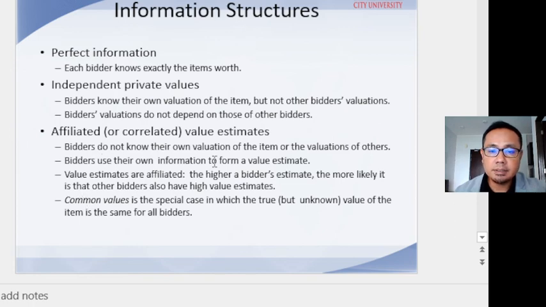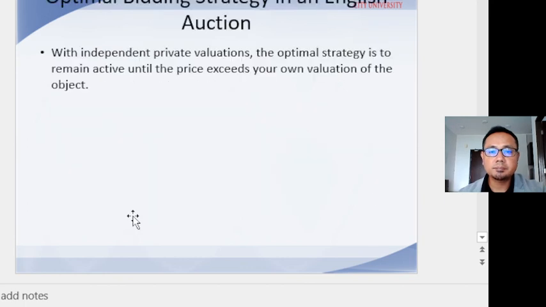Affiliated or correlated value estimates: bidders do not know their own value of the item or the valuation of others. So bidders use their own information to form value estimates, and value estimates are affiliated. The higher a bidder's estimate, the more likely it is that other bidders also have high value estimates. Common value is the special case in which the true but unknown value of the item is the same for all bidders.